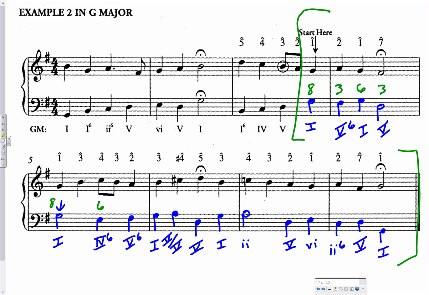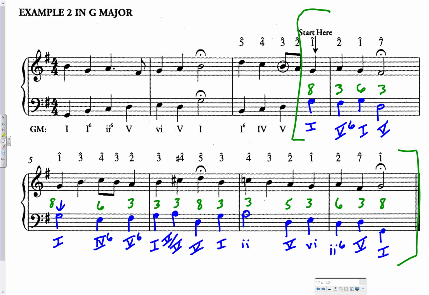That's a 6. 3, 3. 2 3s in a row are fine, right? Because you can have parallel thirds. Then I have a third again, that's fine. I have the octave, 8, to 3, to 3, to 5, to 3, to 6, to 3, to 8.